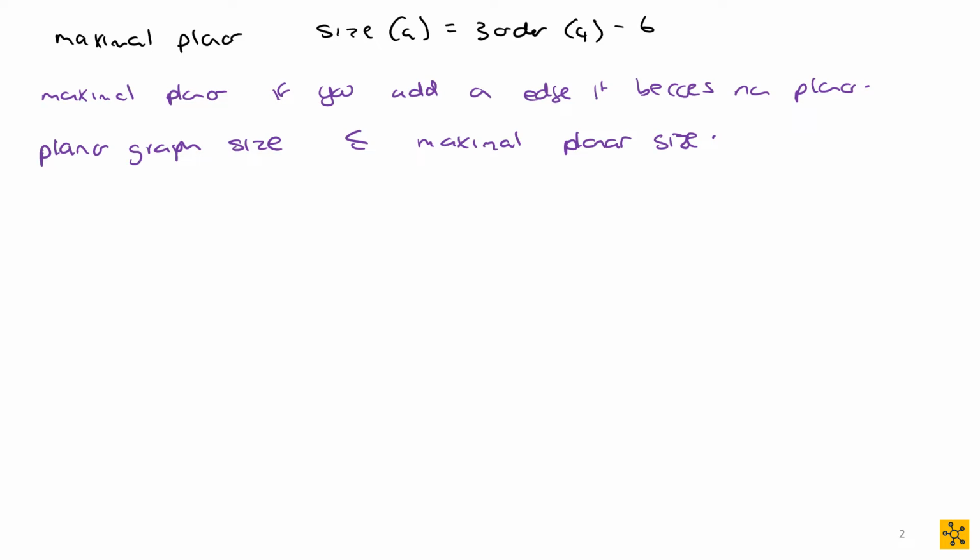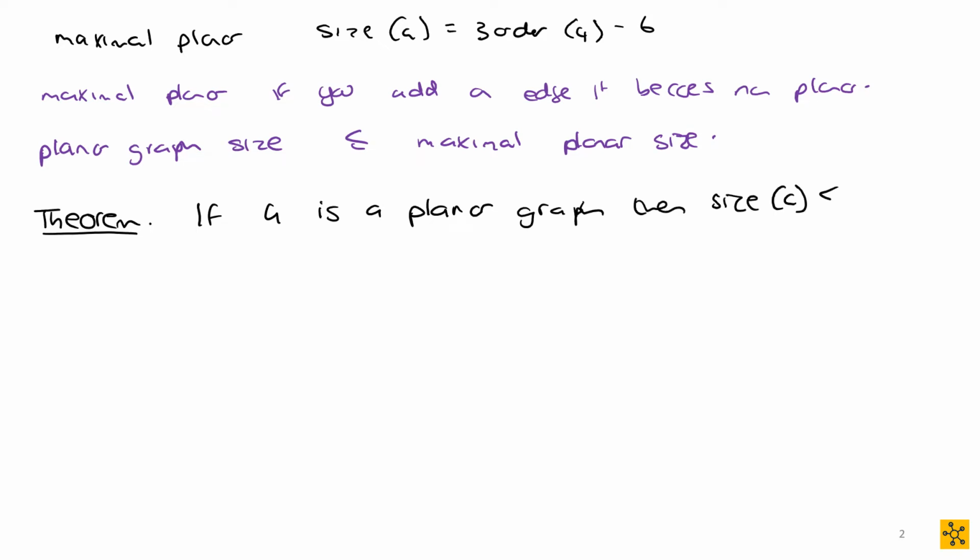So this is where the next theorem comes into play. We have a theorem that says if G is a planar graph or plane graph, then the size of G is less than or equal to 3 times the order of G minus 6. Makes perfect sense, but let's go ahead and prove it.